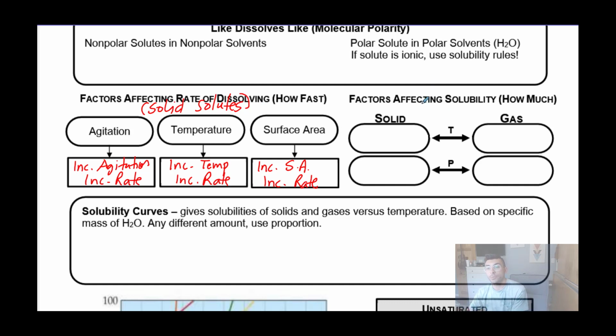Now, we also went over factors that affect solubility. This is how much will dissolve. For solids, increasing the temperature will increase the solubility. But for gases, decreasing the temperature will increase the solubility. And we related it back to gas laws and the overall behavior of a gas.